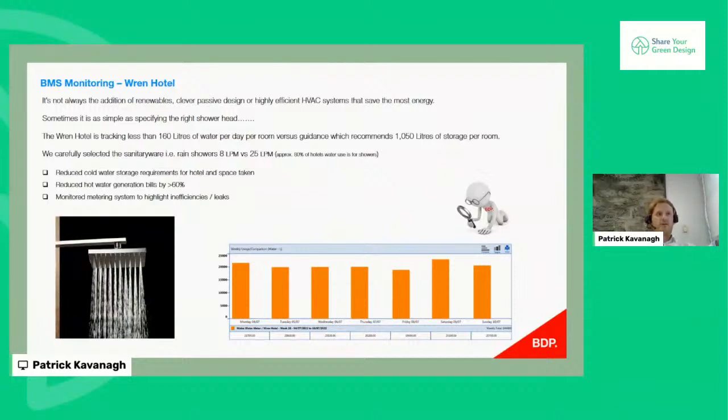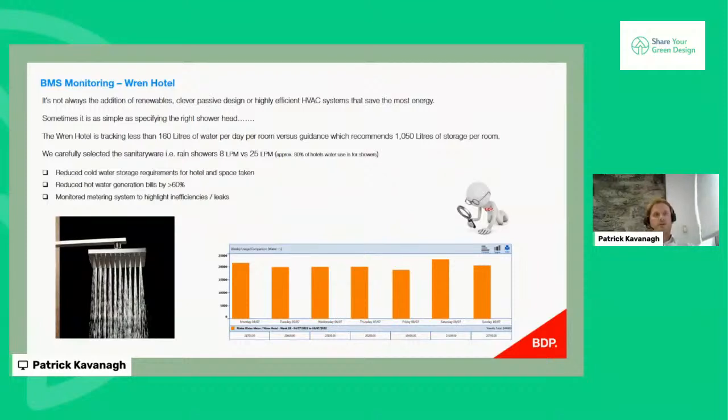So we spent a lot of time with the operator, with the architect, interior architect, looking at a shower head. They wanted a rain shower. A typical rain shower is 25 litres per minute. And we were saying to them, that's going to, one, use a lot of water, but equally the hot water use is going to be huge, which is a big driver for hotels for obvious reasons.